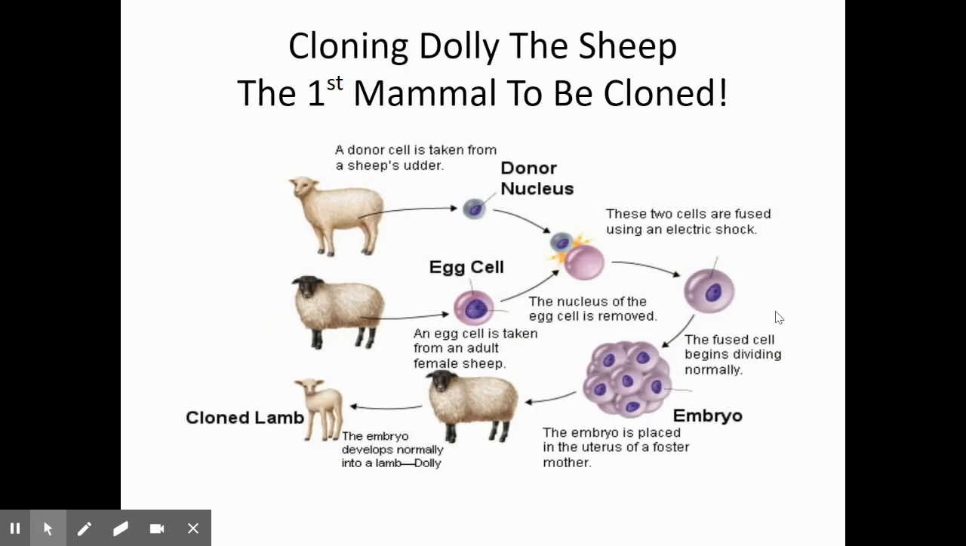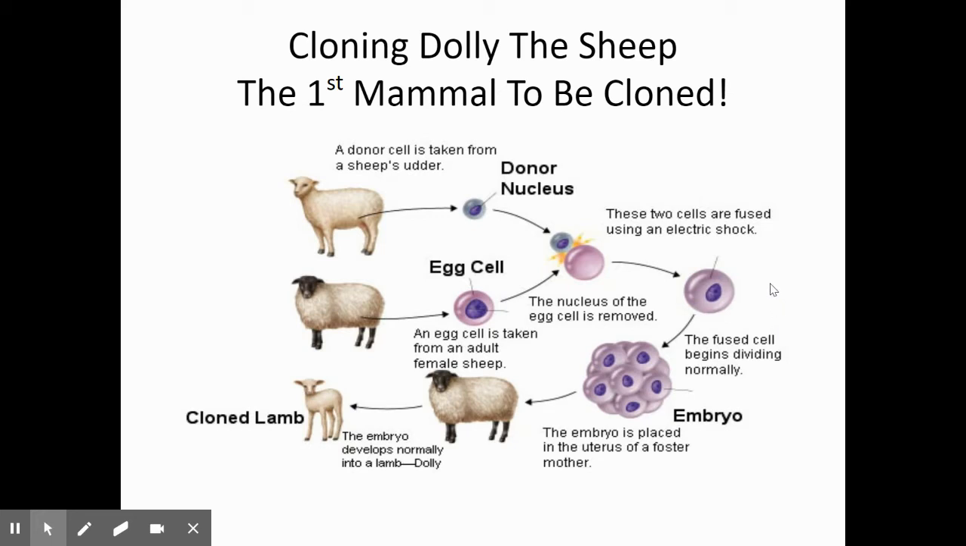Now, for reproductive cloning, the famous example here, and this is the first mammal that was cloned, is Dolly the sheep. So you might have heard about Dolly the sheep. This was a big deal back in the late 90s because Dolly was the first mammal. Scientists had cloned things like frogs, for example, but Dolly was the first mammal. And that's why this was a big deal.